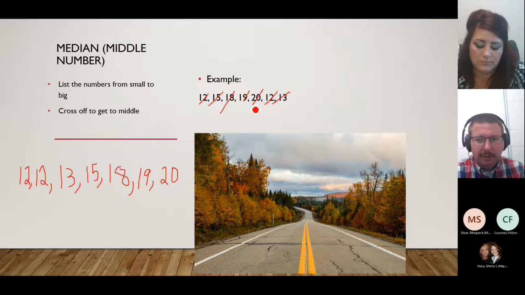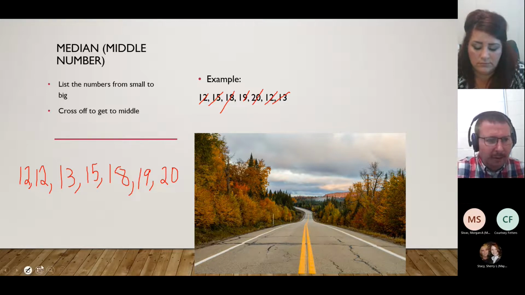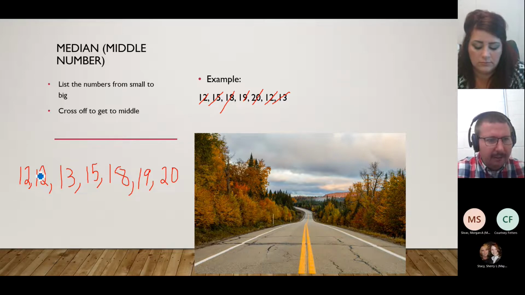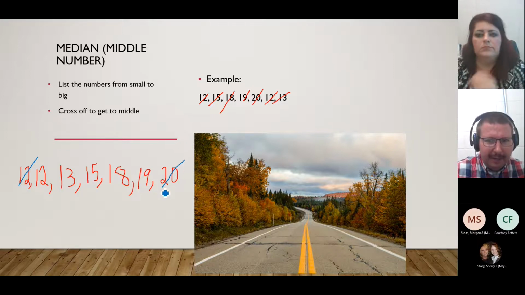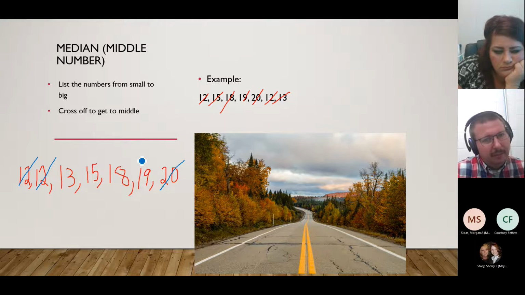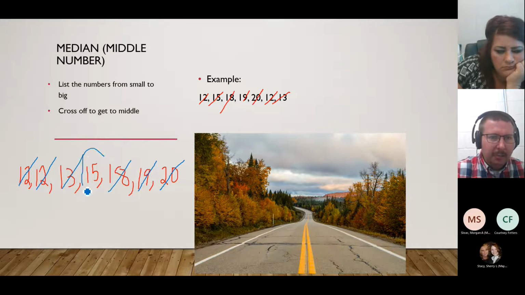Next thing, I cross off to get to the middle. Well, what in the world do I mean by that? Well, let me change my color here. If I cross this one off, I come on down here to the end, and I do the same thing. So I go back here, I cross this one off, go up to the middle, and go to the side, same thing. And I keep on doing it until I get to one in the middle.